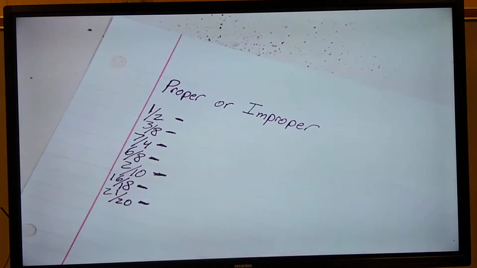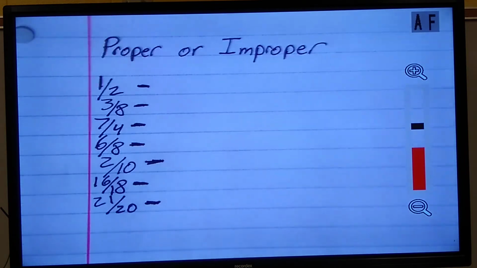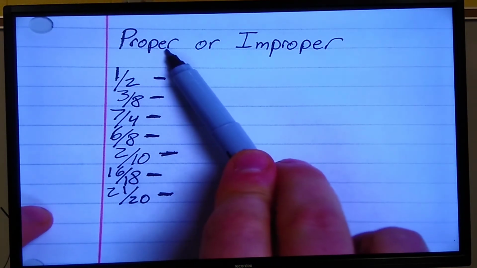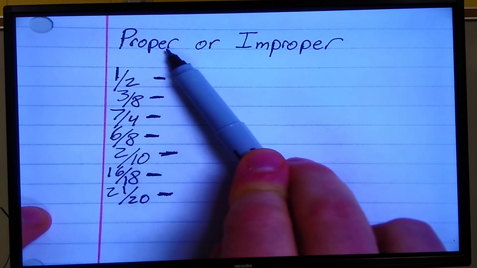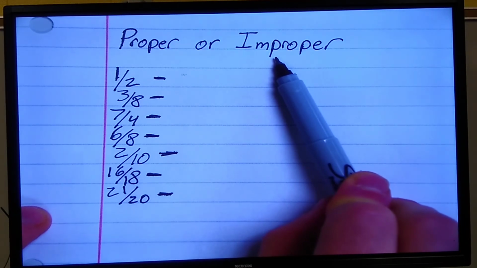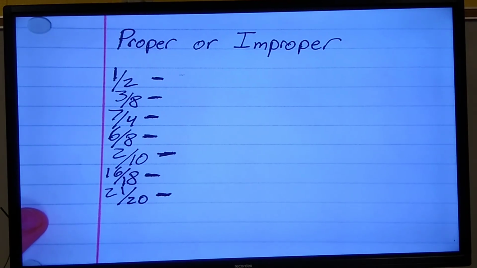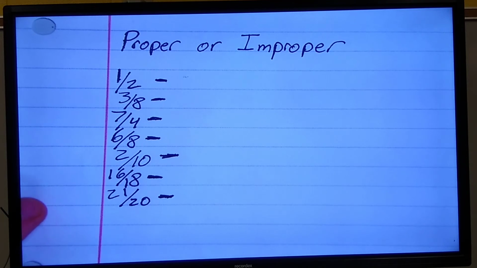Now the last thing to practice. Proper fraction or improper fraction. Remember, a proper fraction has a numerator that is less than its denominator. An improper fraction has a numerator that is greater than or equal to its denominator. Now, based on that, on your sheet of paper, tell me each fraction. Is it proper or improper? Pause the video.